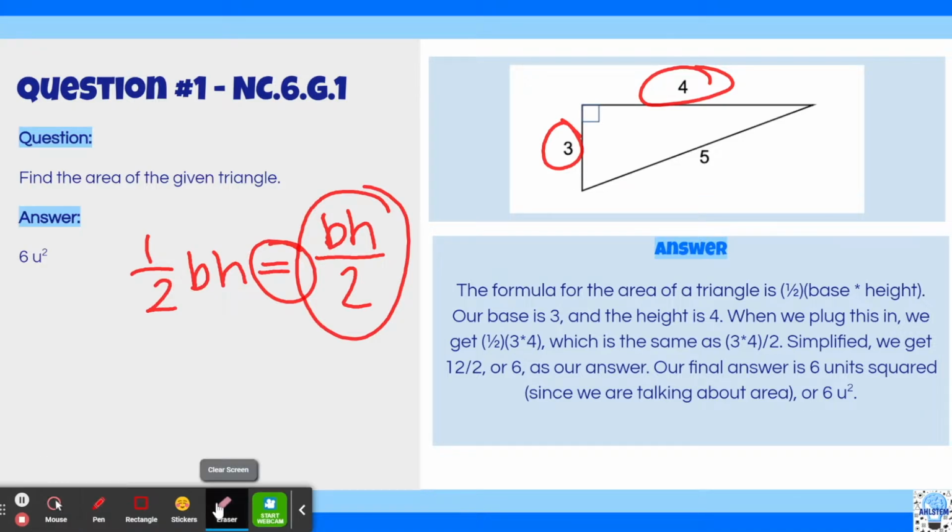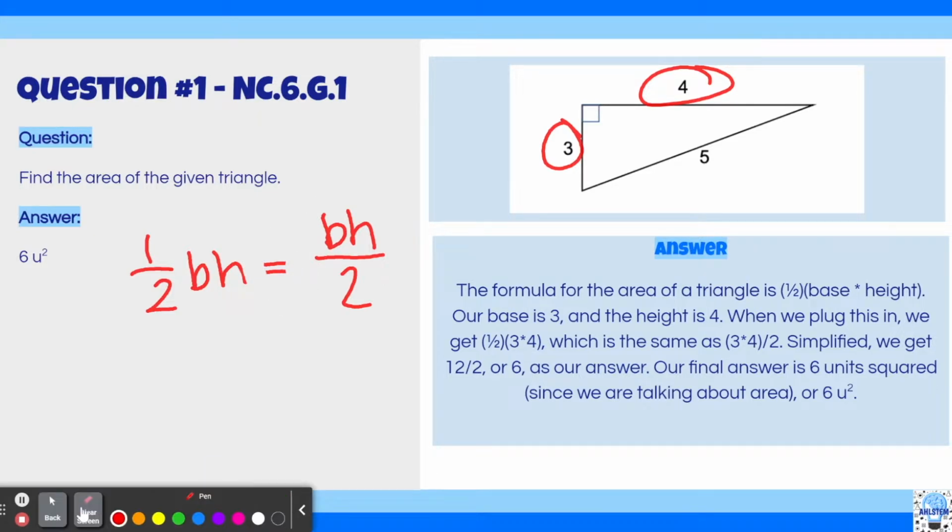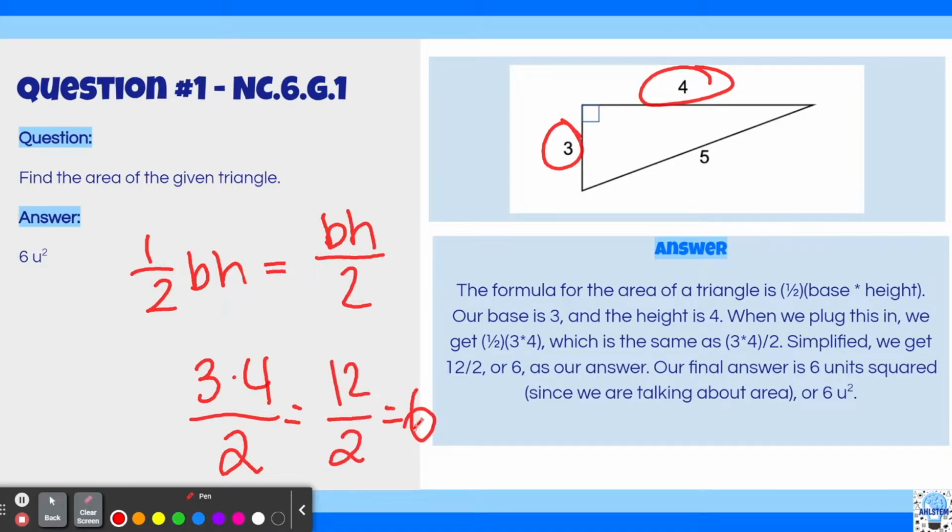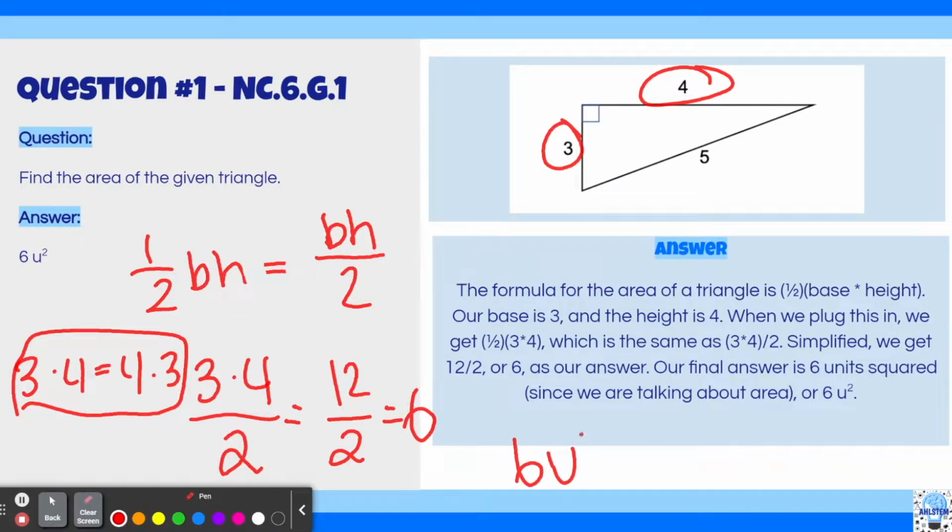So, just erase this. Okay, so when I plug that in, it equals 12 over 2, which equals 6. And you could have thought the base is 4 and the height is 3. But when you think about it, that's just the same thing, because 3 times 4 equals 4 times 3, because of the commutative property. So your answer should be 6 units squared.